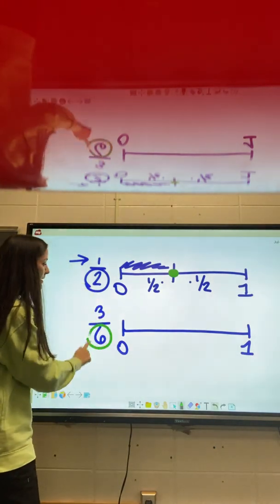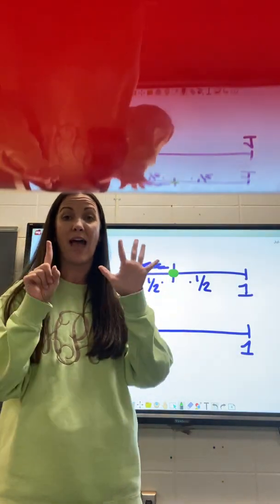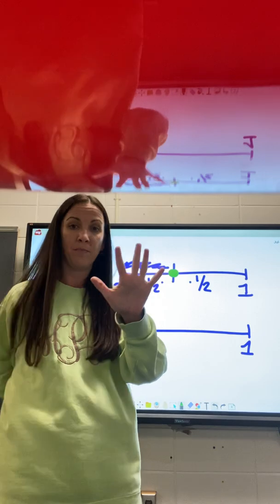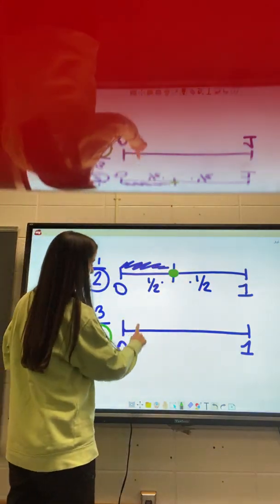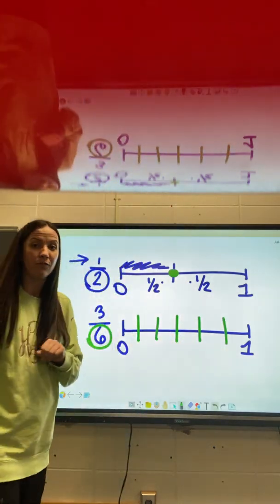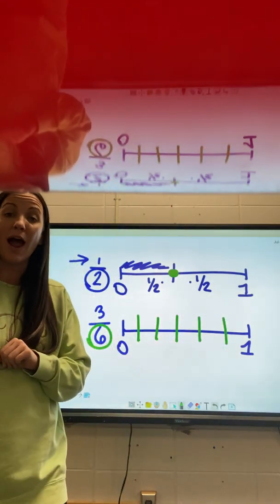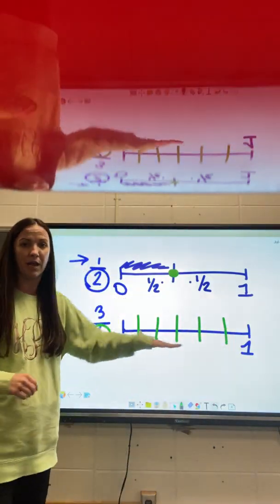3/6, look at that denominator. I need 6 parts. So how many lines will I draw if I have 6 parts? 5, that's right. Let's go ahead and draw 5. 1, 2, 3, 4, 5. Excellent job, guys. All right, now let's plot 3/6 on this number line right here, okay?